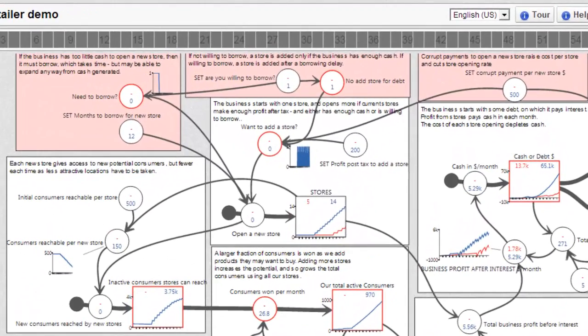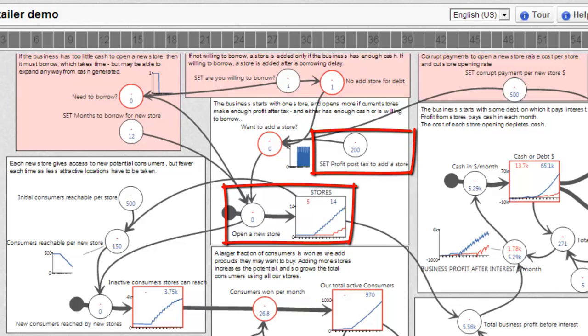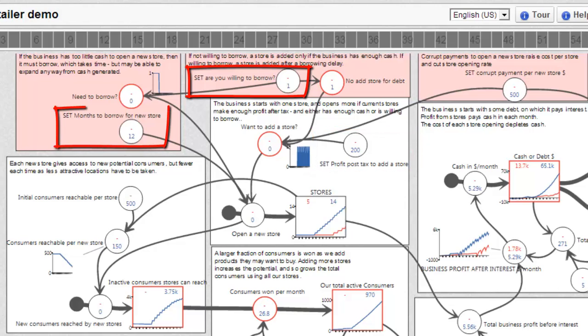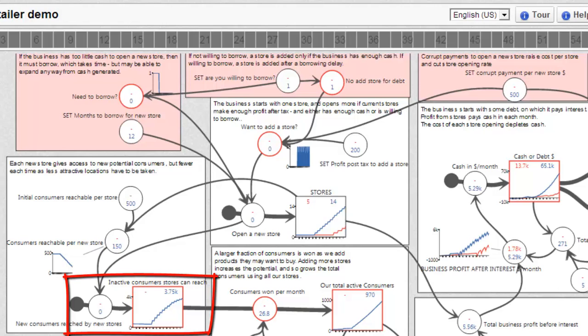The first section at upper left shows the opening of more stores driven by whether you make enough profit, whether you're willing to borrow, and if so, how long it takes to get the loans that you need. We don't actually need to borrow in the scenario we just played out, but in other scenarios you may need to do so. Every store you open reaches more potential consumers at the left of the diagram, but as you use up the available market, each new store reaches fewer new people.